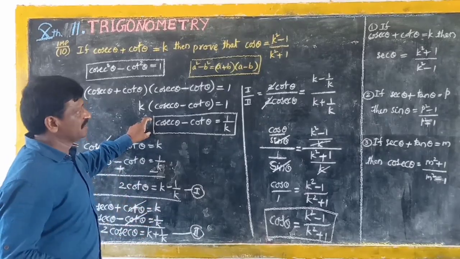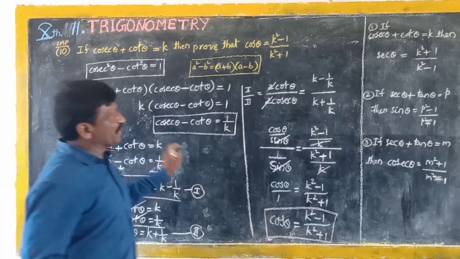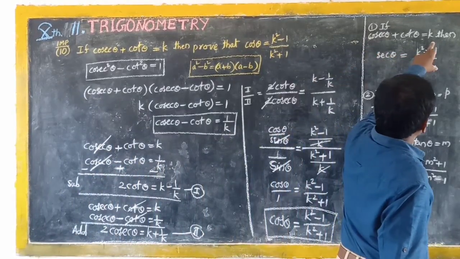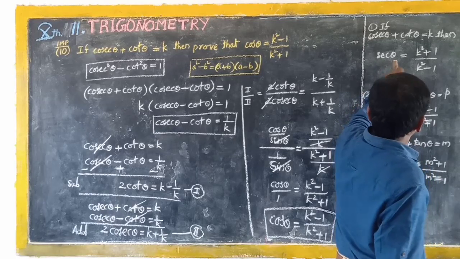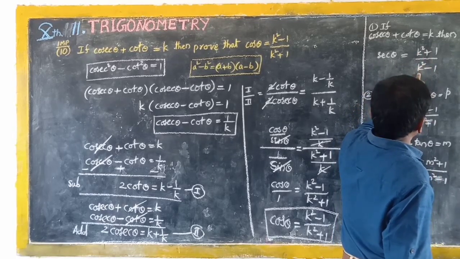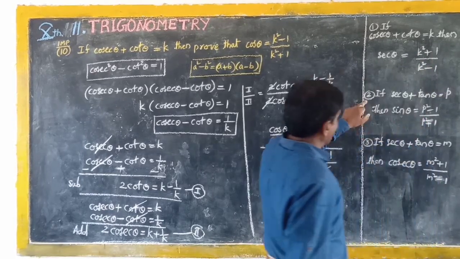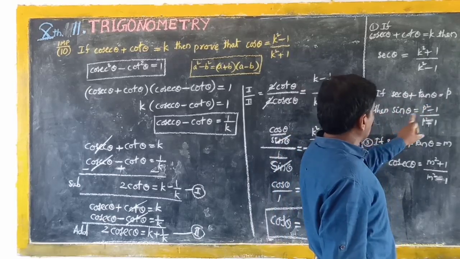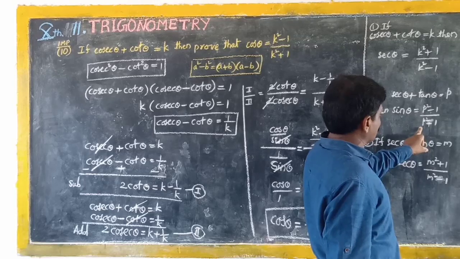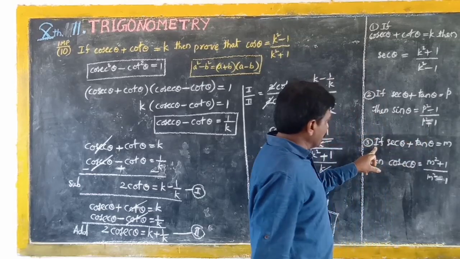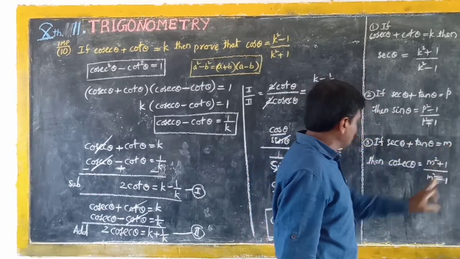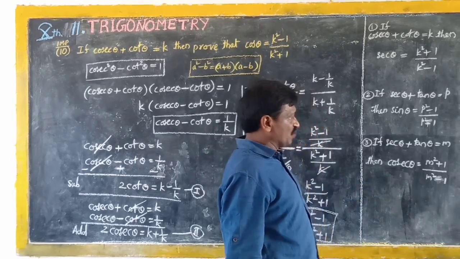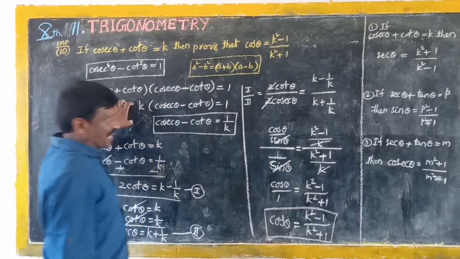Next, in the same way, if cosecant theta plus cot theta is equal to k, then secant theta is equal to k square plus 1 by k square minus 1. Second, if secant theta plus tan theta is equal to p, then sin theta is equal to p square minus 1 by p square plus 1. Next, if secant theta plus tan theta is equal to m, then cosecant theta is equal to m square plus 1 by m square minus 1. You can prove these in the same way.